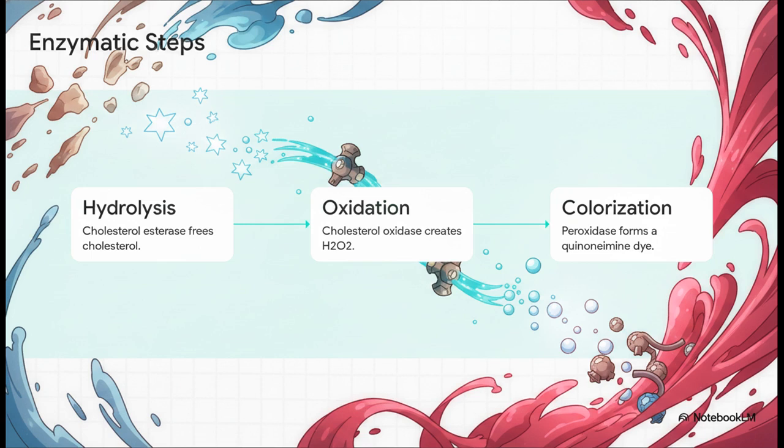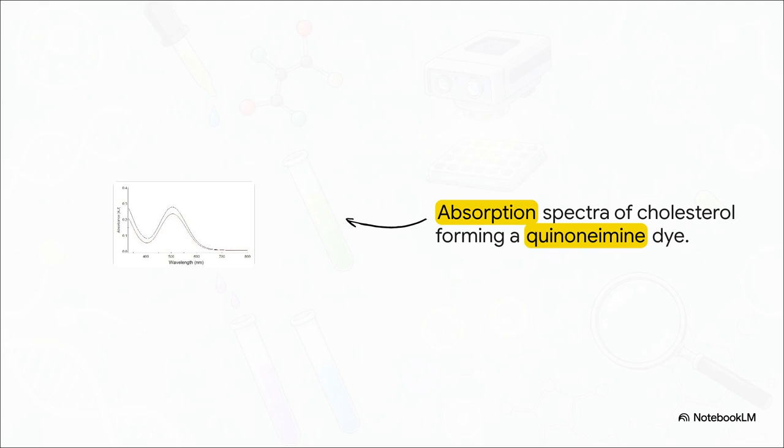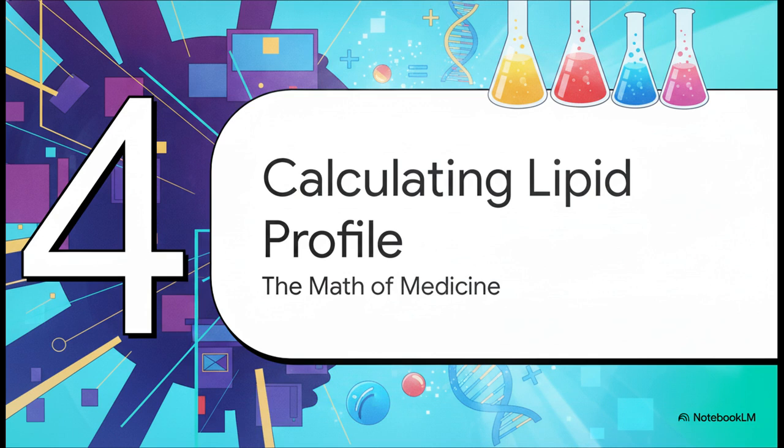How cool is that? And this illustrates exactly how a laboratory spectrophotometer actually sees this pink dye. Notice that specific peak on the chart? The machine measures the fluid's absorbance precisely at 500 nanometers. The darker the pink color, the higher the peak on the chart, and therefore, the higher the total cholesterol concentration in the patient's sample.